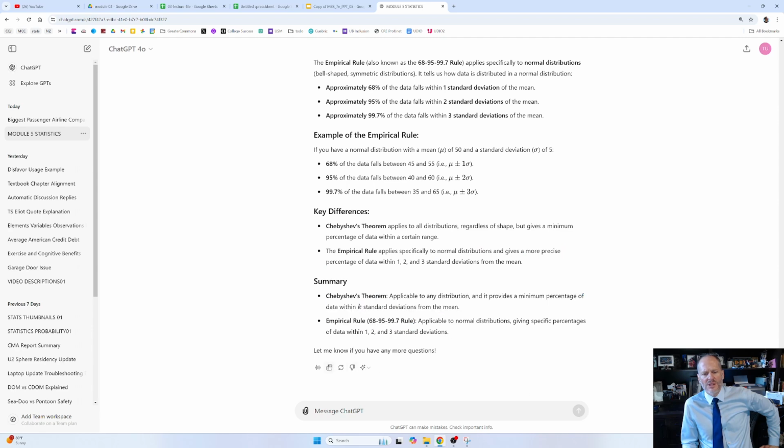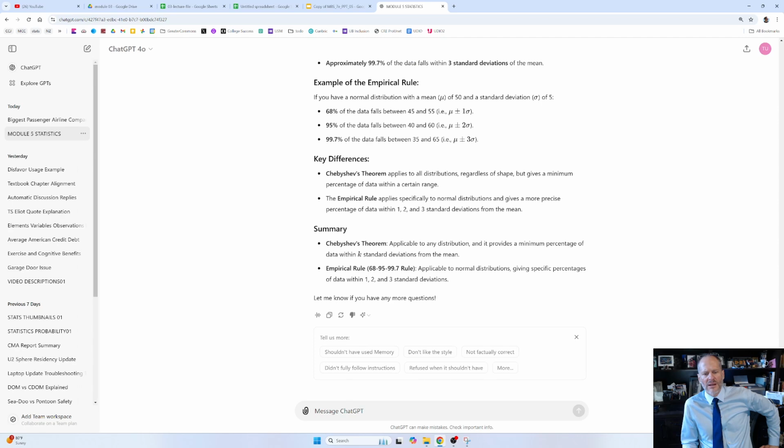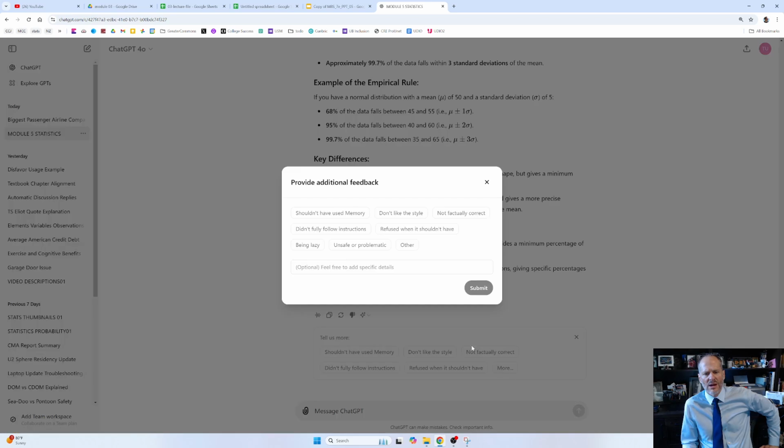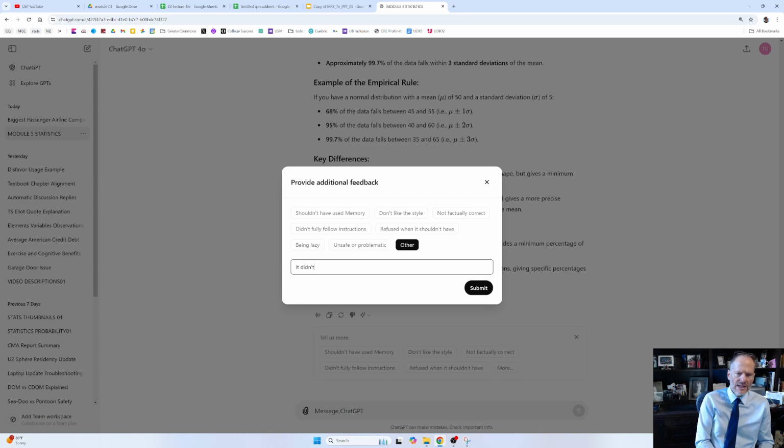And then I want this to regenerate. I'm going to hit bad response, I guess. Don't like the style. Not factually correct. Didn't follow instructions. I'm going to say optional here. Maybe being lazy. I'm going to click other. And I'm going to say it didn't calculate the formula for Chebyshev's theorem in its entirety. Being lazy. That's interesting.